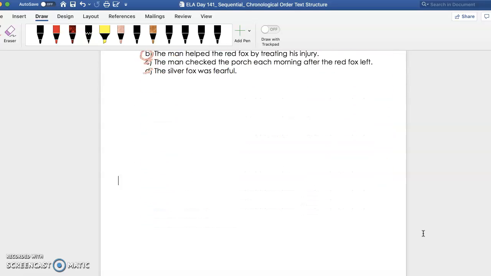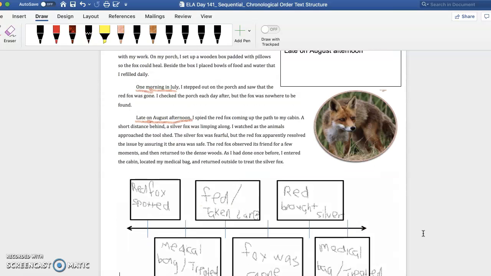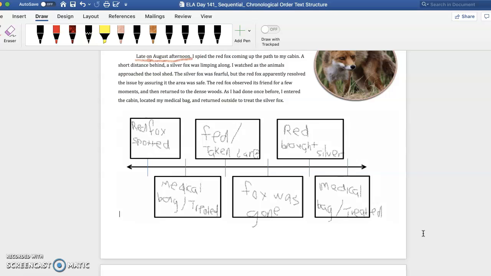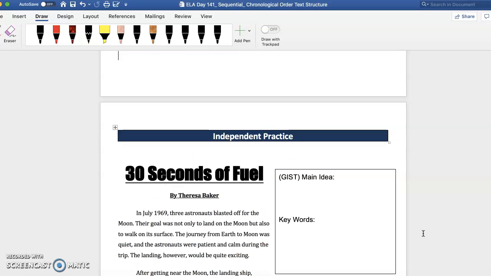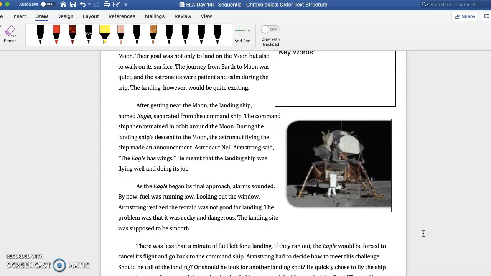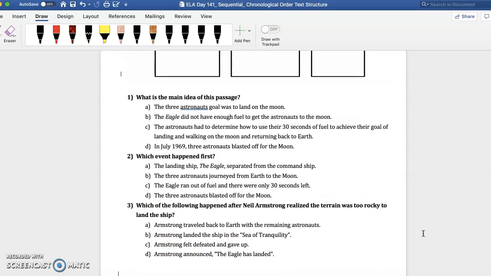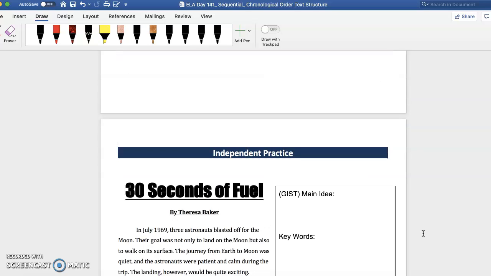Okay, good, guys. So I want you to go back and look at what I did first. Remember, we first read the text, we picked out our keywords, we did our gist, we did our timeline, and then we answered our questions. So now is the time for you to go to your independent practice. It's very similar to what we just did. It's called 30 Seconds of Fuel. I want you guys to read the text first, pick out your keywords, your gist, here's your timeline, and then here are your questions, okay? So remember, do your independent practice first before you do the exit ticket so that you can be successful.